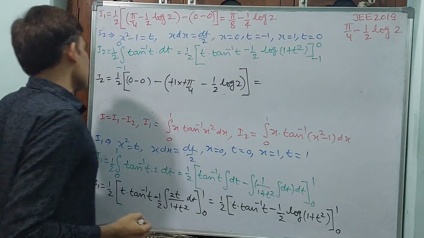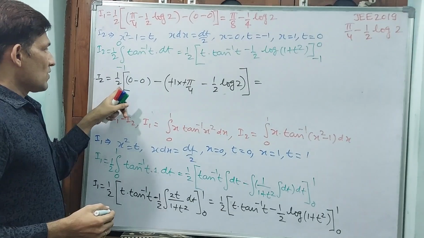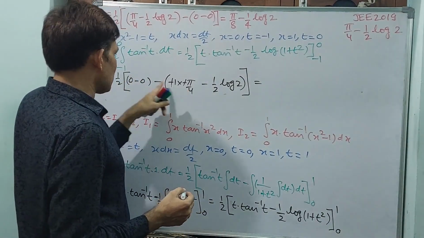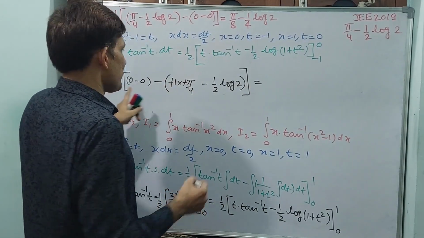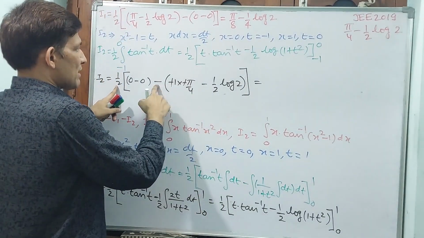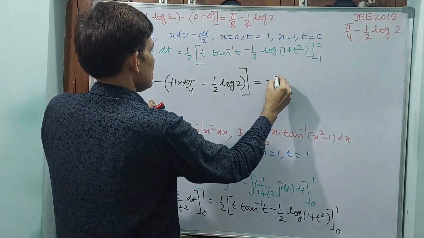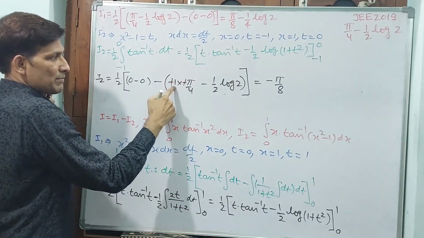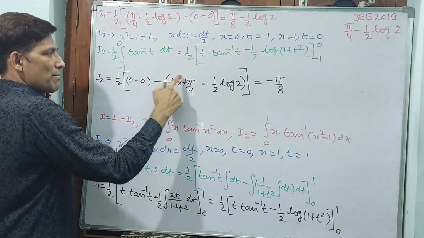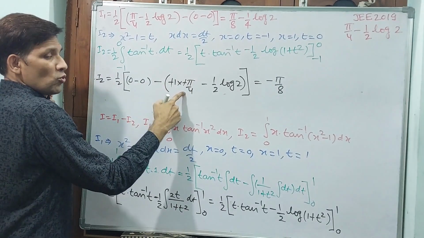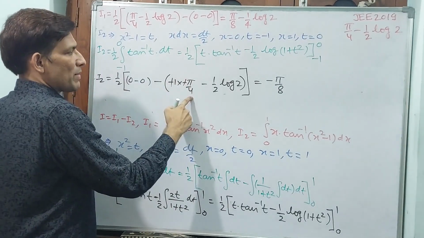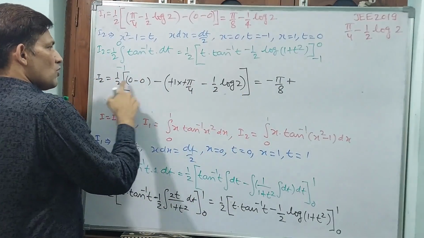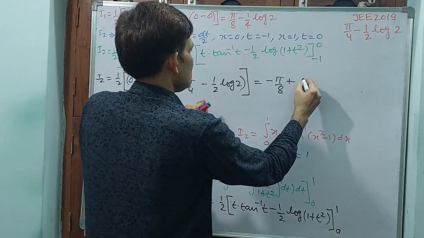Finally, what will be the answer? 1 by 2, if you see here minus is there. Little bit carefully how to do this. 5 by 4 also minus. This is going to become plus. 5 by 8 but minus, minus pi by 8. 5 by 8 is there but inside plus and outside minus. 5 by 4 into 1 by 2, 5 by 8. But this minus is going to become plus, plus 1 by 4 log 2.